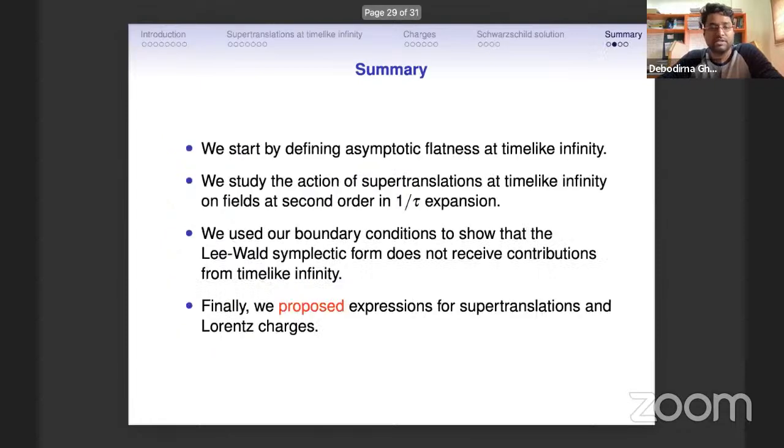Okay, so I will summarize. We start by defining asymptotic flatness at timelike infinity. We then studied the action of supertranslations at timelike infinity on fields at second order in the 1/τ expansion. We used our boundary condition to show that the Lee-Wald symplectic form does not receive any contributions from timelike infinity. Finally, we proposed expressions for the supertranslation and Lorentz charges.